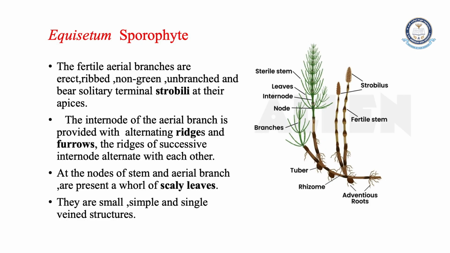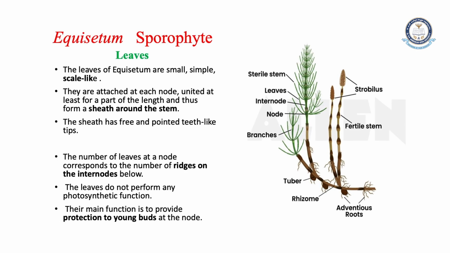Coming to the leaves. The leaves are very small and scaly, found on the sterile branches, and are simple and single-veined. They serve as a protective layer rather than a photosynthetic one. They do not perform photosynthesis; they just protect the emerging buds. So this is the leaf structure.